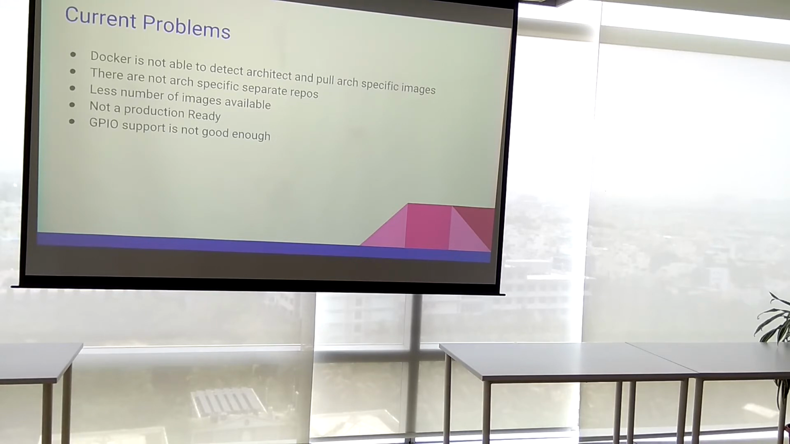Even there are no ARM-specific repos on Docker Hub and a small number of images available. Nowadays people have started working on it only in the past 1 or 2 years, so there are very few images available. And it's not production ready. You cannot put Raspberry Pi in production and start working on it.